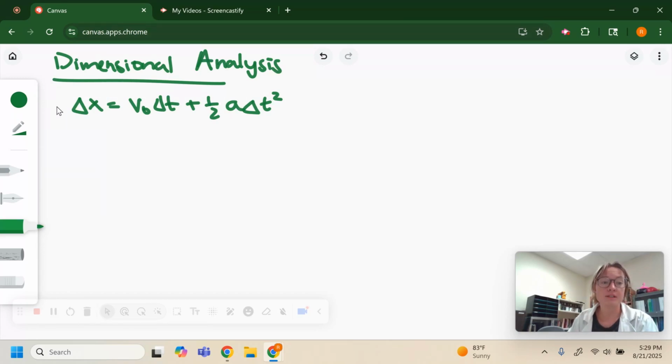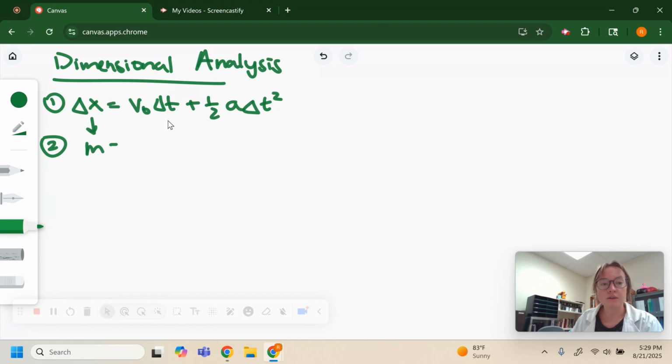There are 4 steps to dimensional analysis. The first step is to write the equation that you are trying to test. In this case, we got delta x is equal to v naught delta t plus 1/2 a delta t squared. The second step is to replace all of the variables with units. The same way that you would plug in numbers into an algebraic formula, instead we're going to plug in units. Now, here's what you already know. You already know that the units of delta x are meters.